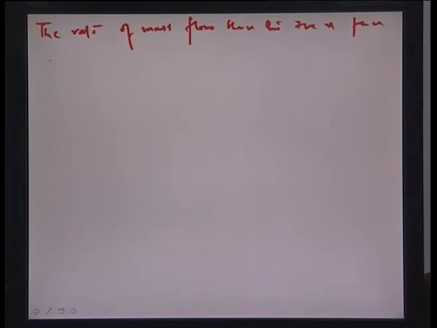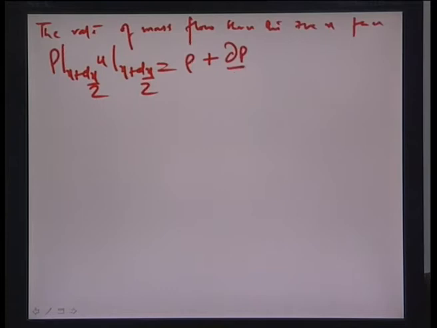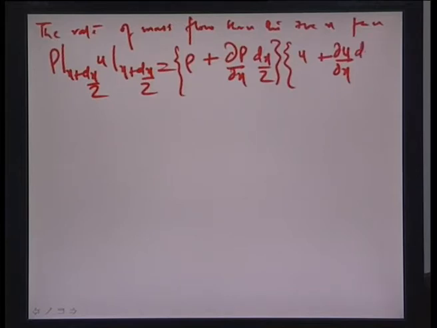So, we know the density times velocity times area is really the mass per second. Okay. So, density times velocity times the area of the face is mass flow per second. Here in this case we can write the density at x plus dx by 2 times the velocity at x plus dx by 2, in a more simplified manner, as rho plus del rho by del x times dx by 2, times u plus del u by del x times dx by 2.